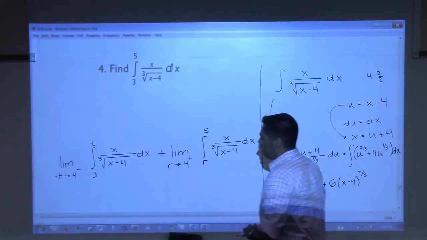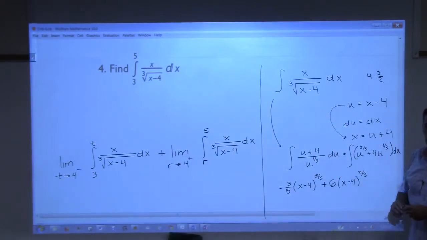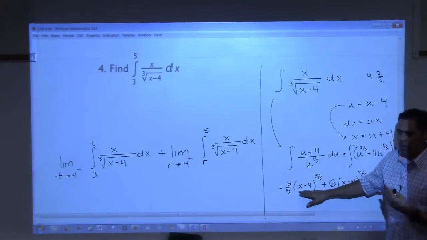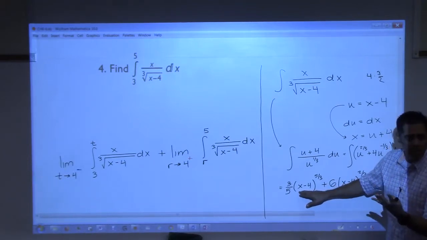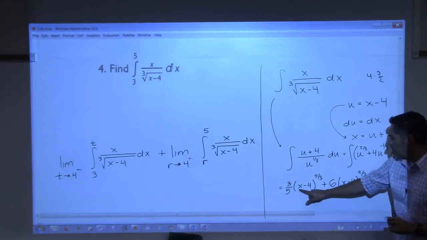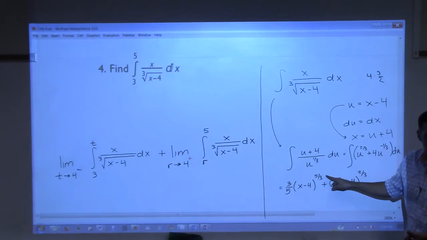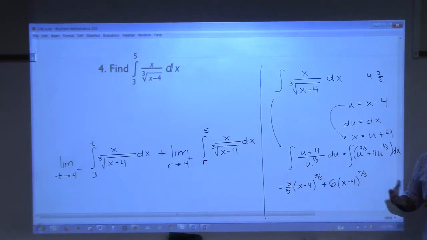So I can actually tell you right now that this is going to converge. The reason I know it's going to converge is because at the end of the day, I'm going to be replacing these x's with t's, and those t's are going to become 4s. So when this becomes a 4, this can become 0. And 0 to the 5/3 is just 0, and 0 to the 2/3 is just 0. So nothing's going to become infinite. Do y'all see that? Yeah.